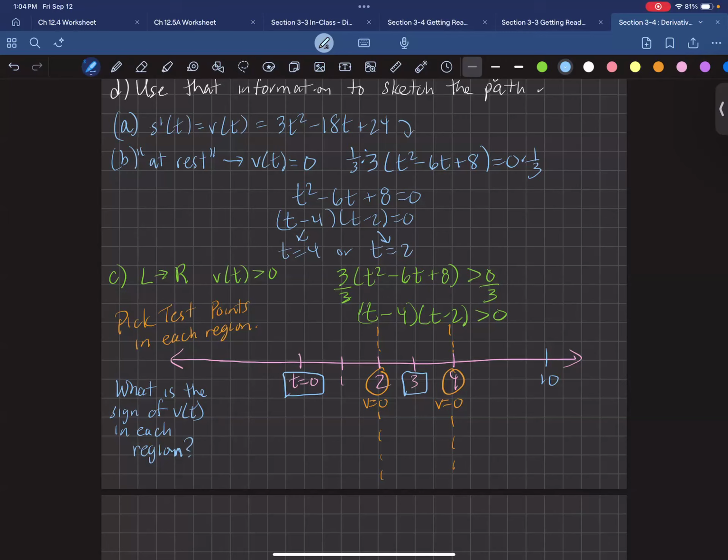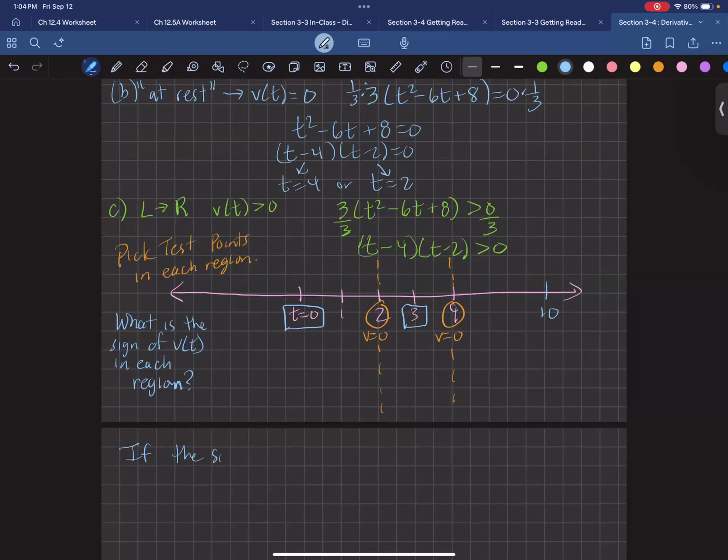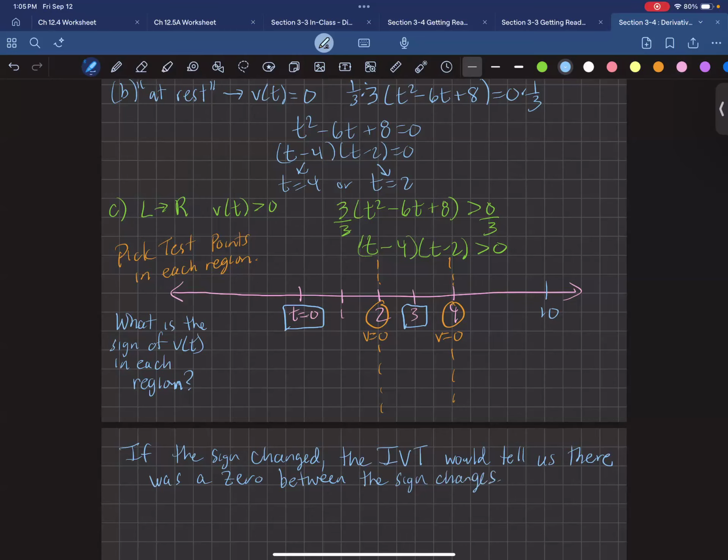If we had another 0, or if the sign changed, the intermediate value theorem, remember doing that? Intermediate value theorem would tell us there was a 0 between them, between the sign changes. So the sign's got to be the same throughout. So that's why we just pick one point and test the whole region.